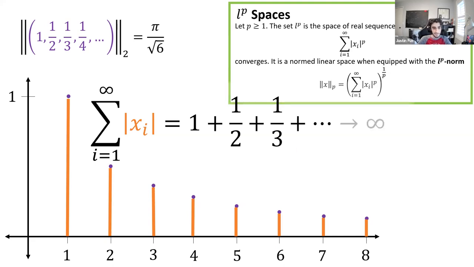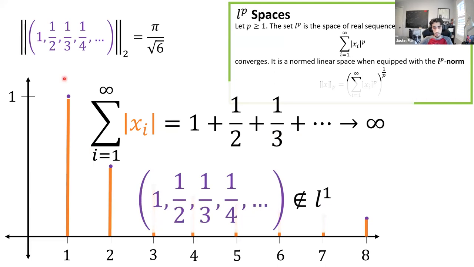So what if we considered the sequence and tried to check if it's in L1, where we don't raise any of the absolute values to a power other than 1? This will give us the sequence 1, 1 half, and so on, but we're going to take the sum of it to get the harmonic series. This is a bit of an ugly series, although it's often a nice counterexample, that actually diverges to infinity. These numbers don't get small enough. So, since this series is not finite, this sequence we chose here does not lie in L1. It lies in L2, but not L1.